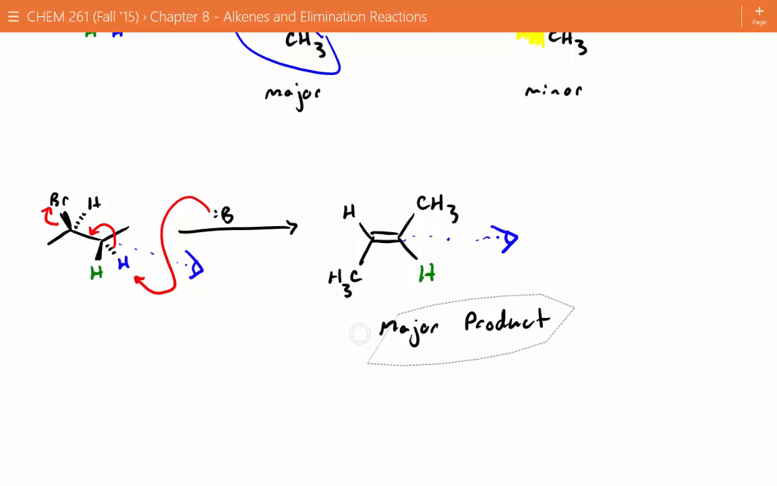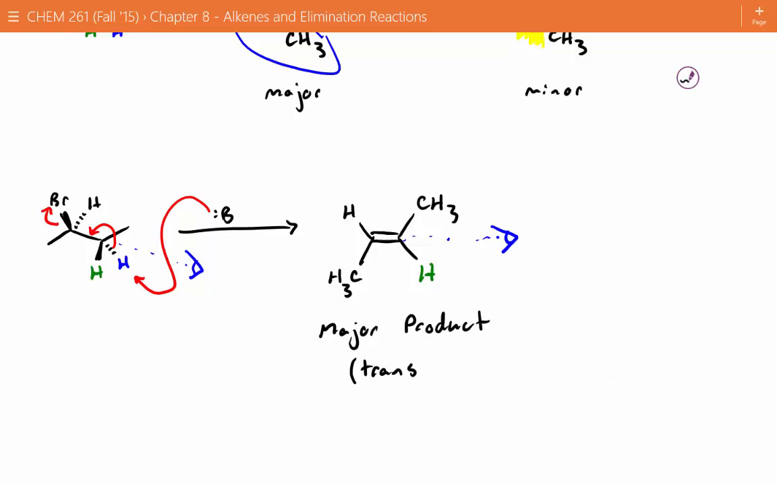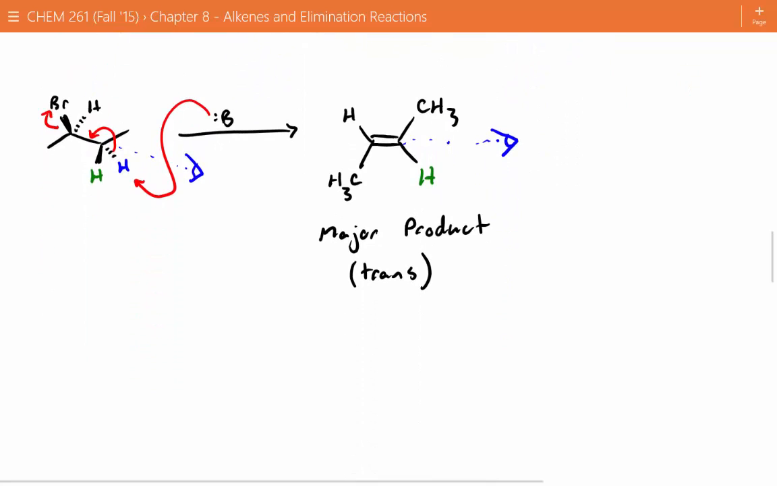And is our major product going to be cis or trans? Trans. All right, now let's do the same thing, but with our minor product. So this time we're going to redraw our starting material. We've got our bromine in the back, our hydrogen here.